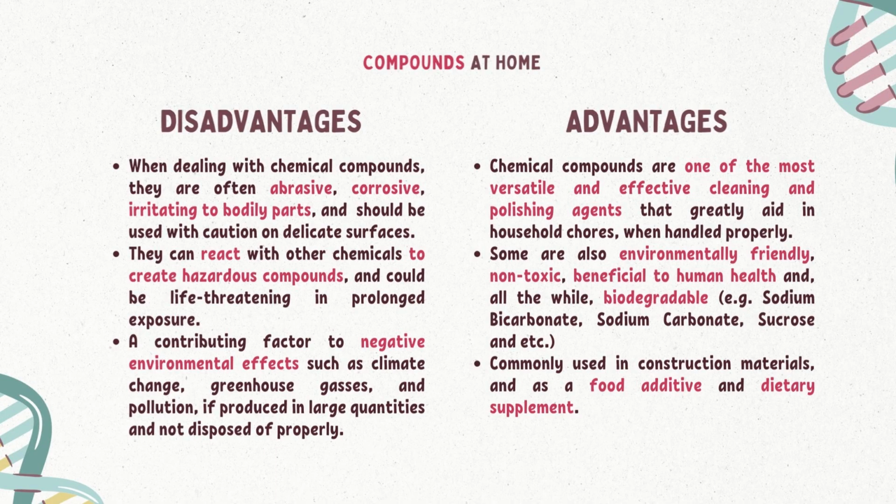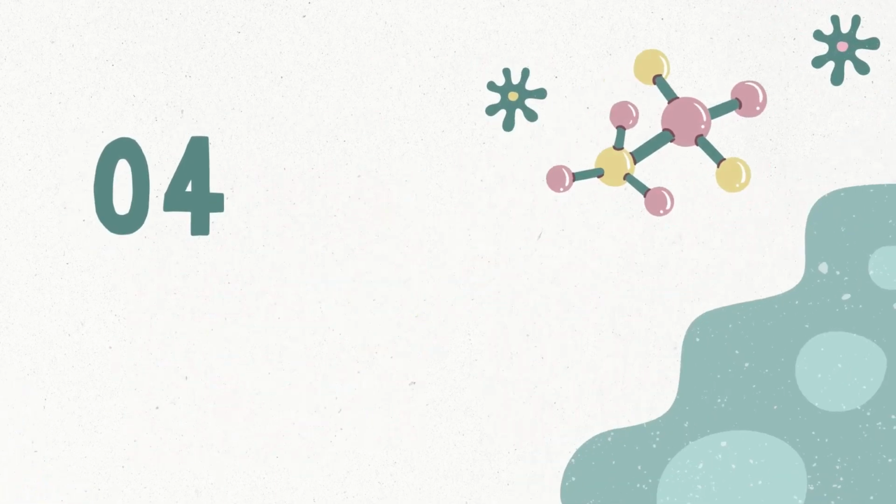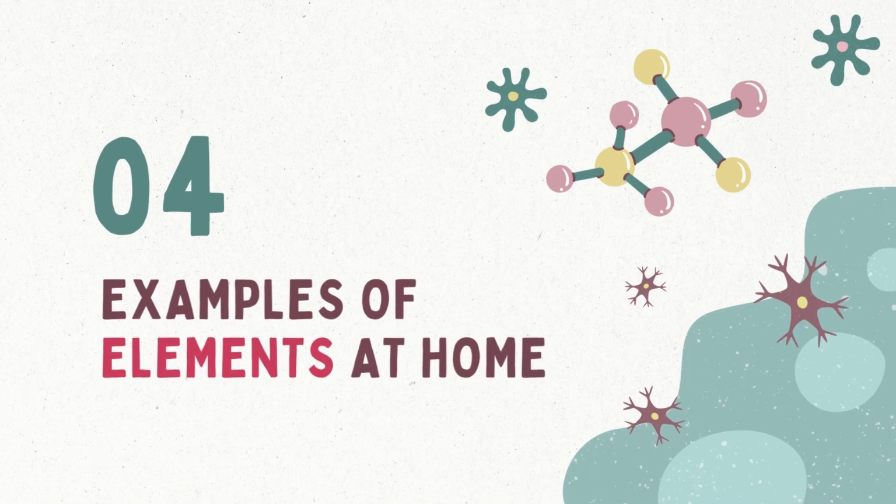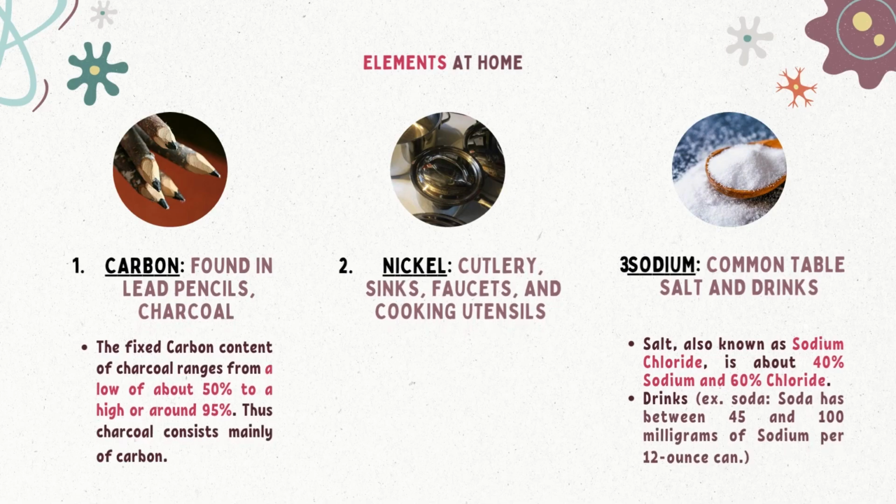Now let's move on to the examples of elements that are found in our homes. These elements are carbon, nickel, sodium, chlorine, and silver. Carbon is found in lead pencils or charcoal. The fixed carbon content of charcoal ranges from a low of about 50% to a high of around 95%. Thus, charcoal consists mainly of carbon.